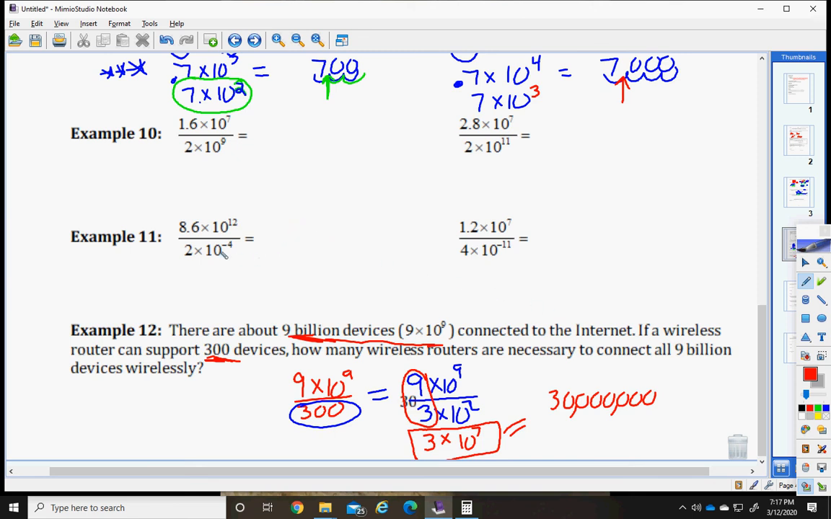I notice that some of these have some negative exponents, and those are probably the trickiest ones. So maybe we should go over example 11. So if I divide here, I get 4.3. That's good news. I could already see it's going to be in scientific notation.